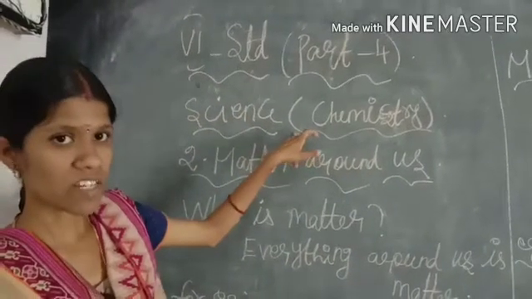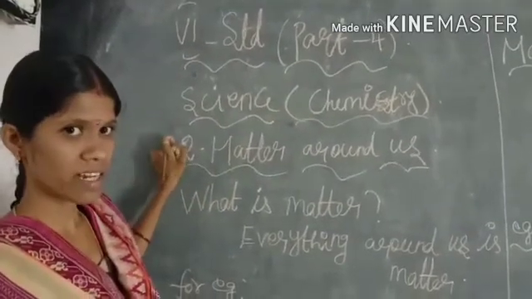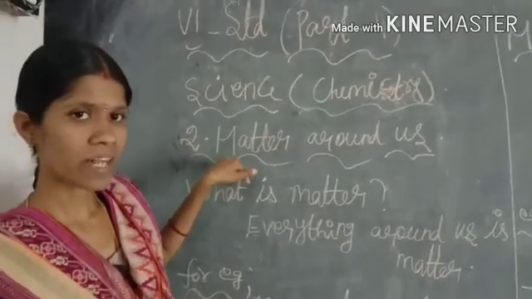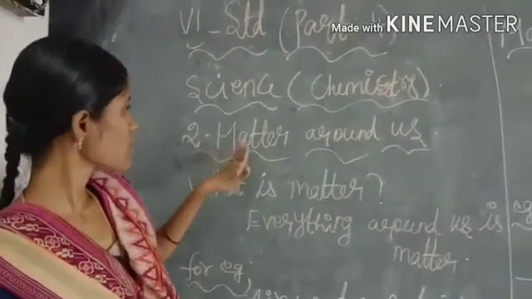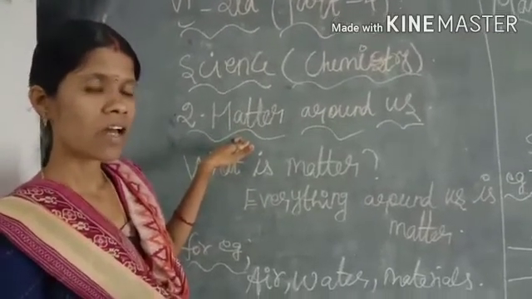Physics lesson is finished, the first lesson is finished. In chemistry, our first lesson. In science, second lesson, chemistry first lesson is Matter Around Us. So first we are going to see what is meant by matter. What is meant by matter?